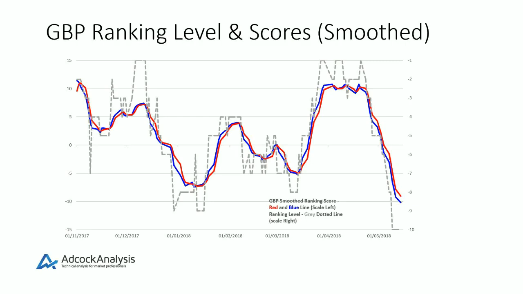Within our FX report on a daily basis, we'll plot charts for each individual G10 currency showing the ranking level and the score backdrop. For instance, this is a chart for sterling going back to the 1st of November 2017. The grey dotted line reflects the ranking level on a daily basis, while the red and the blue line reflect short and long-term moving averages of the score that ranges between plus 18 and minus 18.